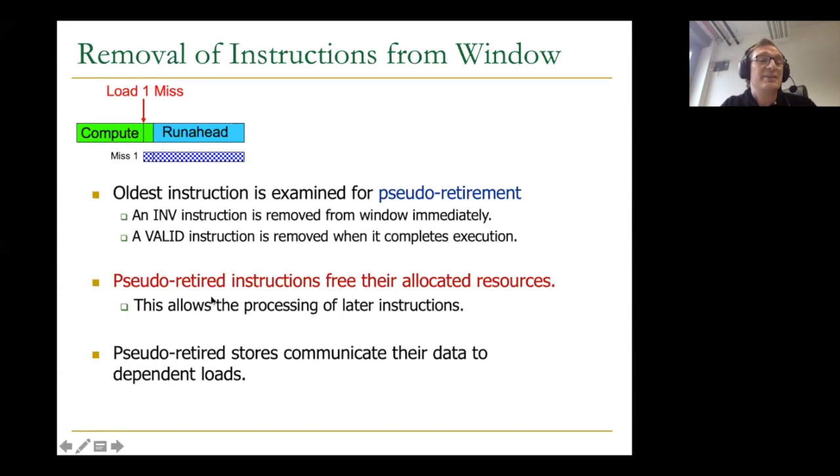So the key thing is, if you pseudo retire, we don't call this retirement because it's completely speculative, right? Retirement implies that it's not speculative. You update the architectural state. We're not doing that. So these pseudo-retired instructions free their allocated resources, and this allows the processing of later instructions. That's the key thing. You don't want to increase the resources. You basically want to use exactly the same resources that we have in a processor for this pre-processing. And pseudo-retired stores communicate their data to dependent loads.